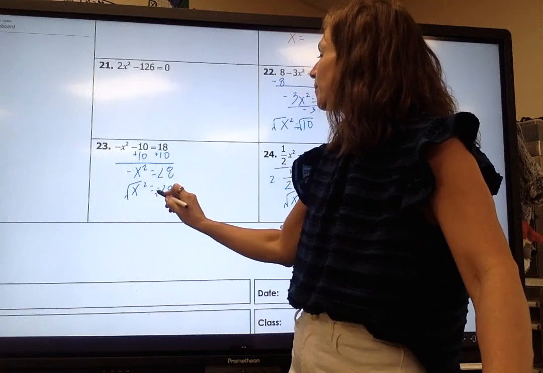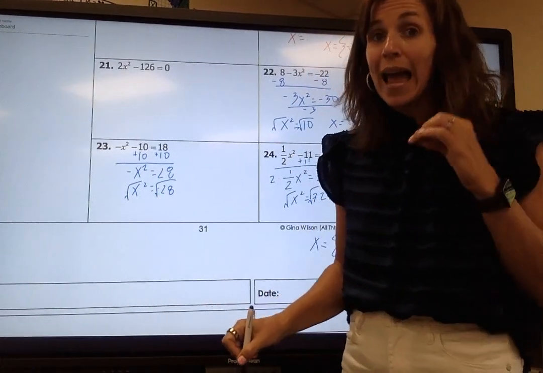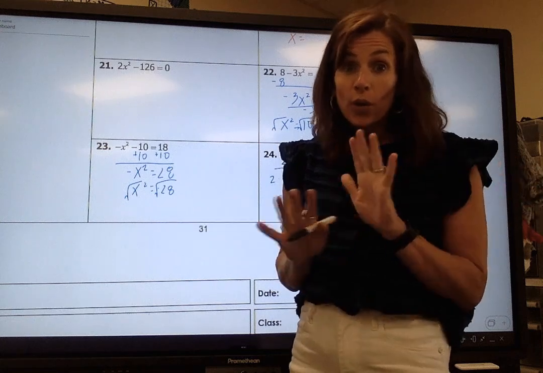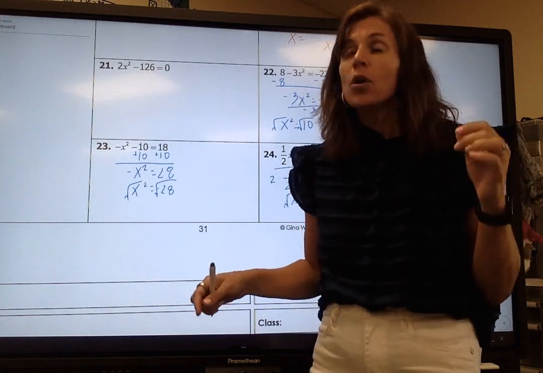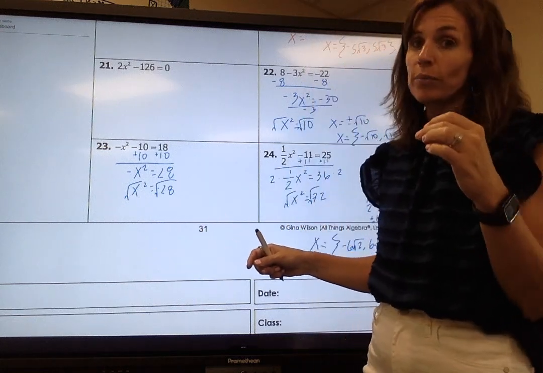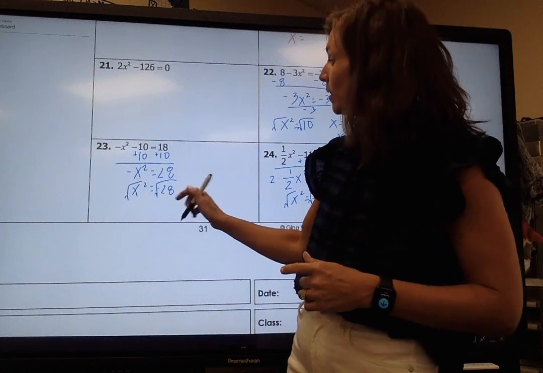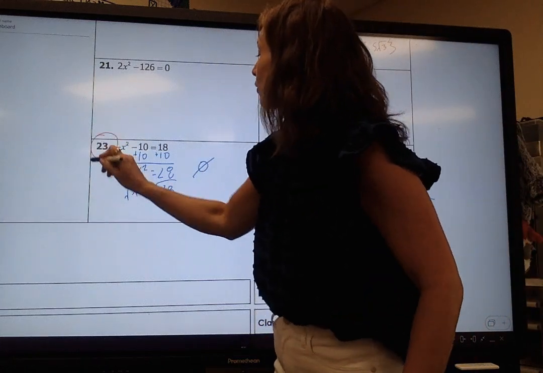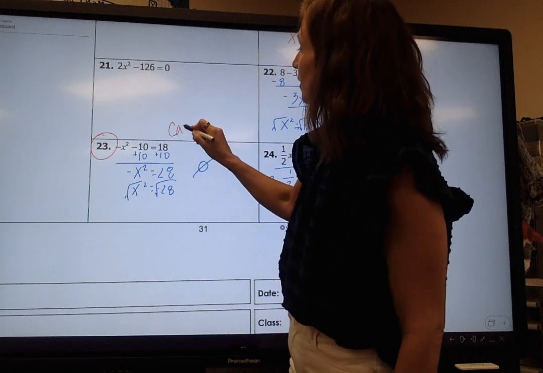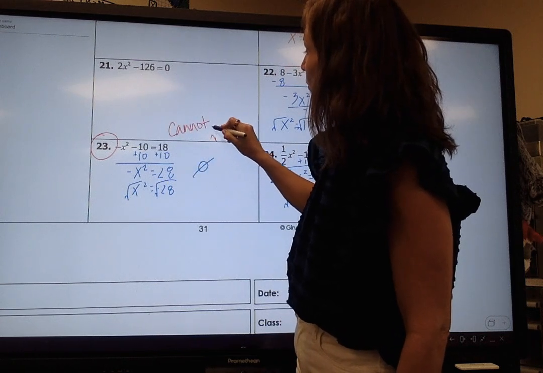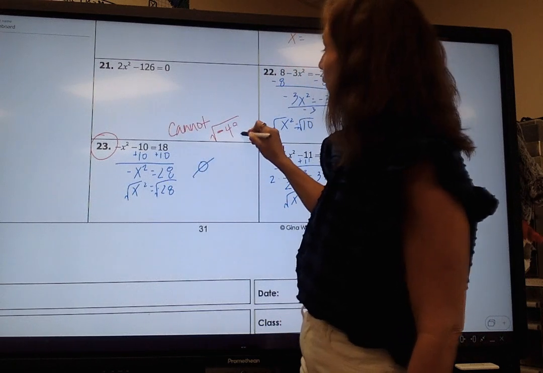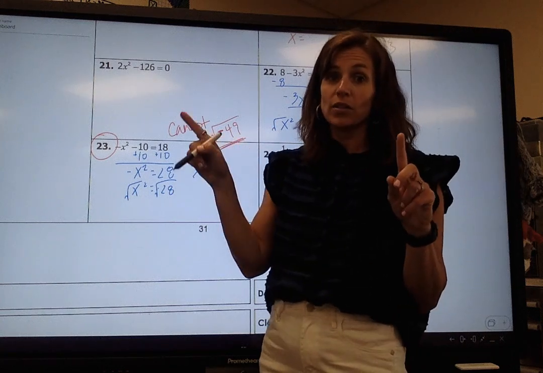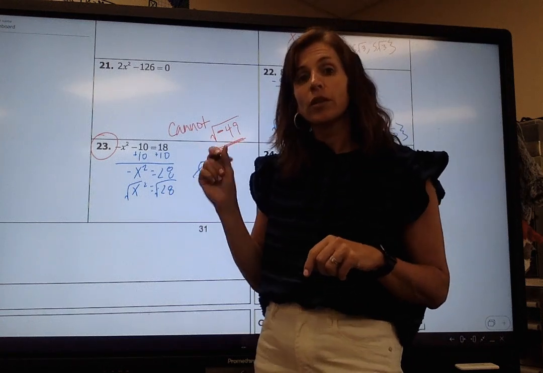Now look at this. Are you allowed to take the square root of a negative number? No, that is irrational. We are only dealing with rational numbers in algebra. So this one is no solution. You cannot, under any circumstance, take the square root of a negative. If your negative is inside your radical, you can't do it. So it's no solution. Okay, so if you're struggling on this, come and see me.